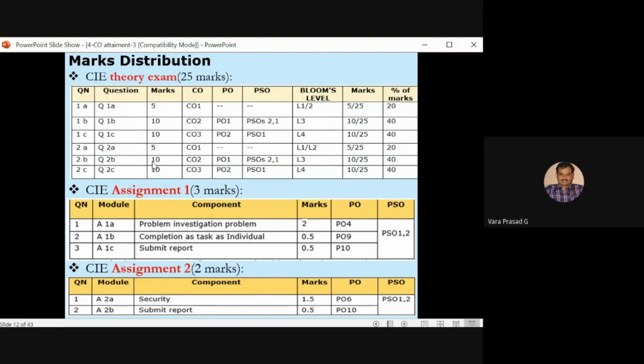If you look here, every question is allocated marks and a CO, and the pattern is like that, even including assignments. All the COs are mentioned here. Question number 1 in the theory exam, how many marks did you allocate? 5 marks. Which CO? It is CO1. Question 1B, how many marks? 10. Which CO? It is CO2. In this way, we did it.